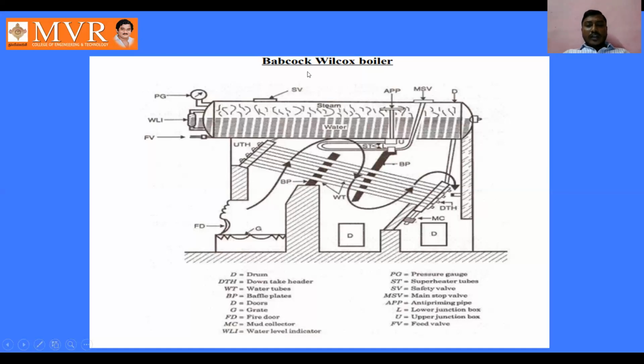superheater tubes, where the steam enters the superheated steam tubes, which raise the temperature of the steam. At last, after the steam is converted into superheated steam, it enters the main stop valve. Here it is collected, and whenever steam is required, it is used for the power generation process.